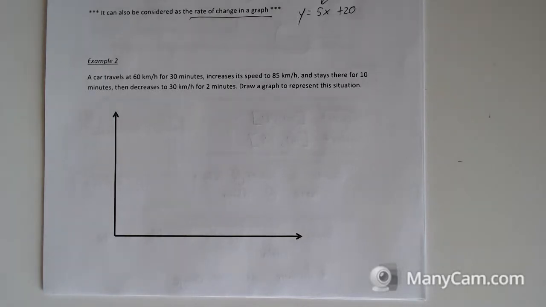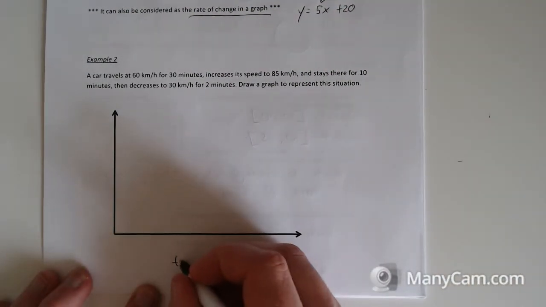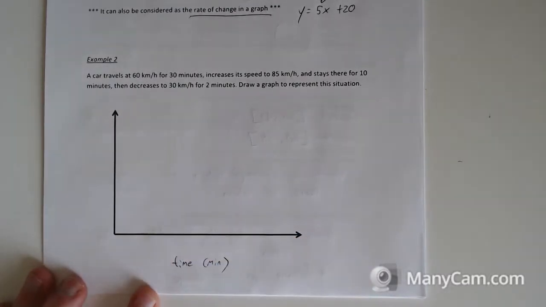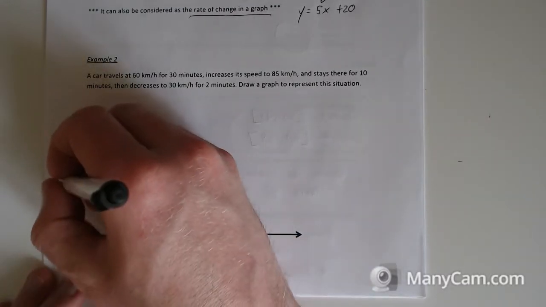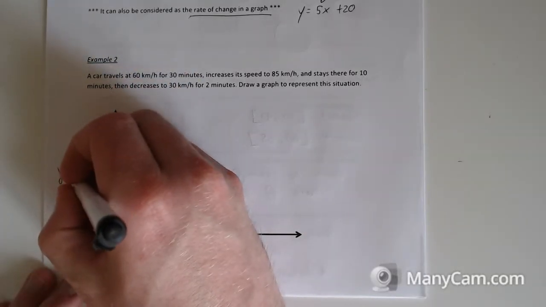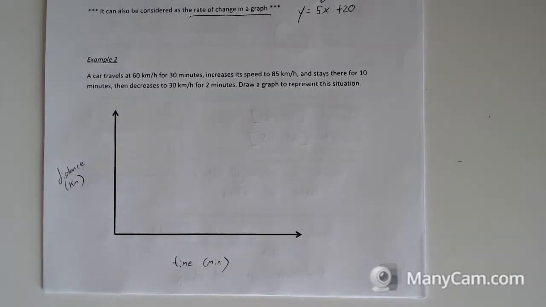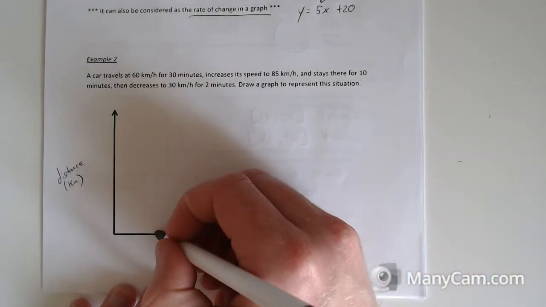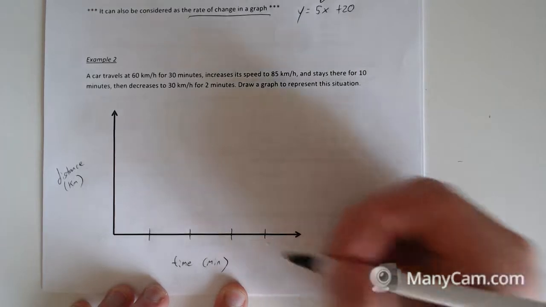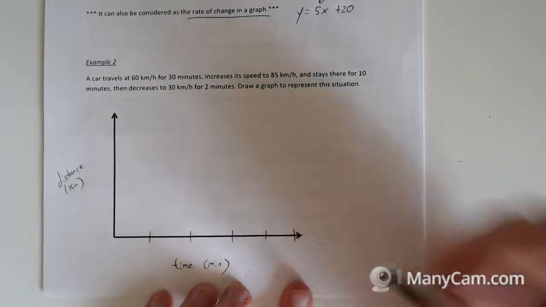So what should our scale on the bottom be? That's definitely going to be time in minutes. And on the top, it's going to be distance, not speed, distance in kilometers. Okay, 30 minutes, another 10 minutes, another 2 minutes. So 30 should be most of the way. So 10, 20, 30, 40, 50. That should be enough.